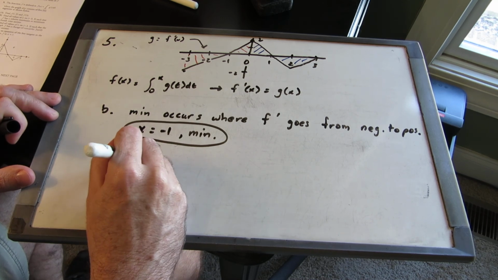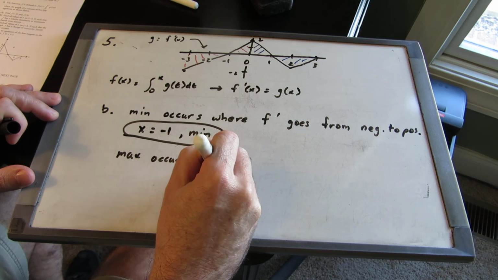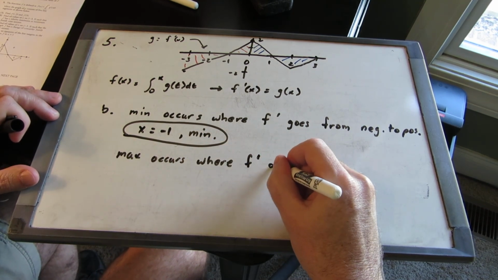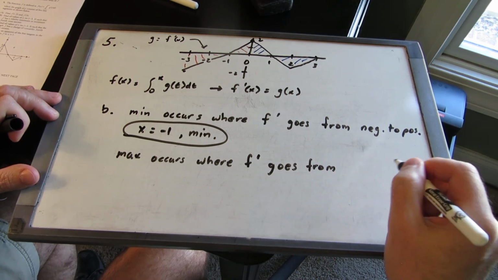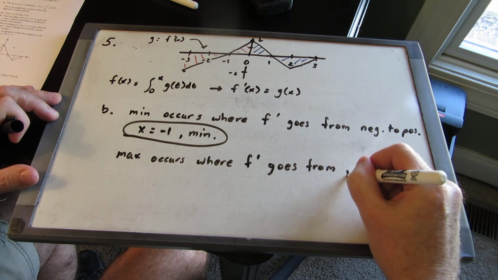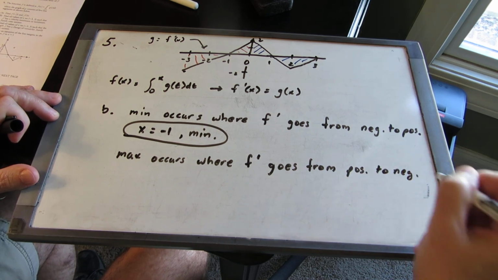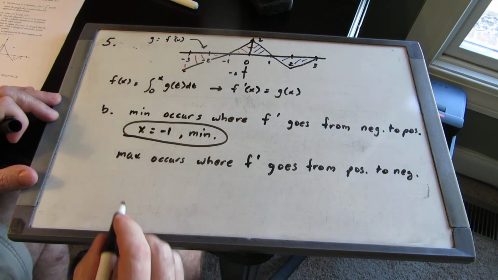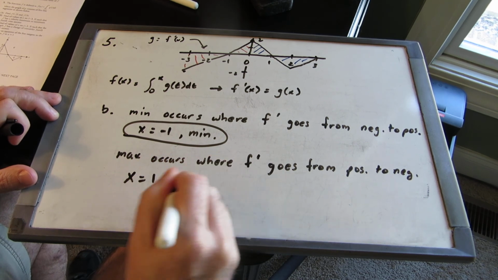A max occurs where f prime goes from what? Positive to negative. Alright, well, where's that? Well, that's at 1. That's the only spot, at 1. So x equals 1 is a max.